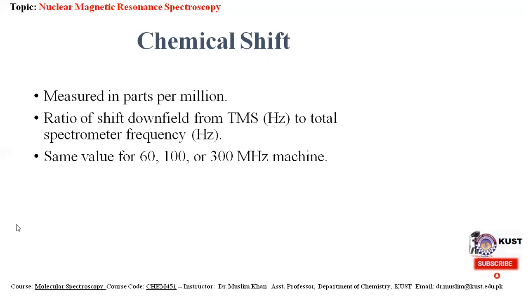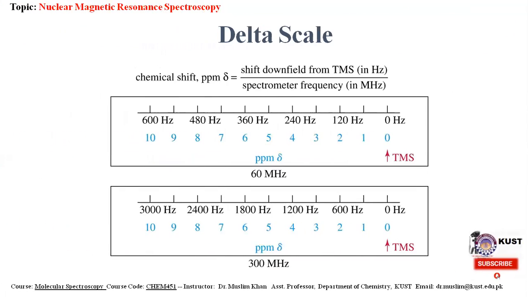For example, the value is the same for a 60 or 300 megahertz machine. This is called the delta scale. You will see the delta scale. Chemical shift in ppm is the shift downfield from TMS for any molecule in hertz, divided by the spectrometer frequency in megahertz. Like this is 60 megahertz, with TMS at 0.